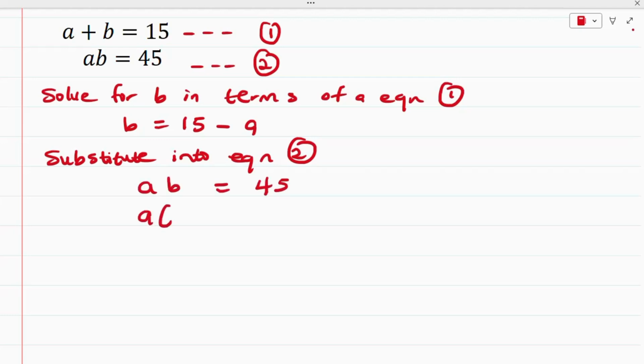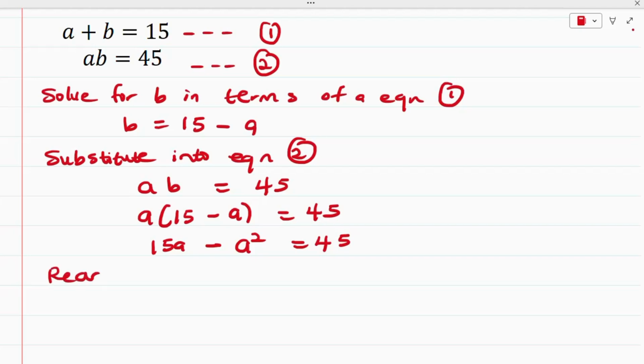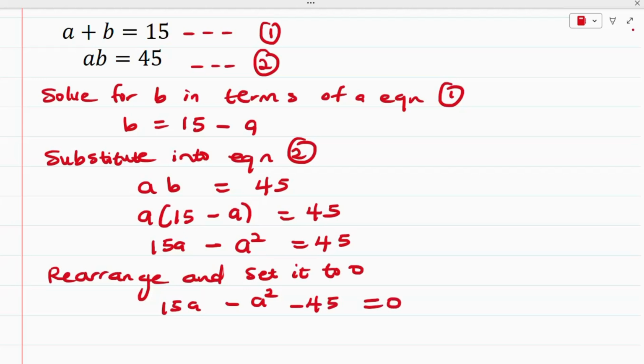So a and b is already known as 15 minus a, which is equals to 45. So a multiply 15 is 15a minus a multiply a is a squared, which is equals to 45. So the next thing you want to do is to simply rearrange this equation and set the equation to be 0. So we have this to be 15a minus a squared minus 45 is equals to 0. So rearranging this, we have negative a squared plus 15a minus 45 is equal to 0.